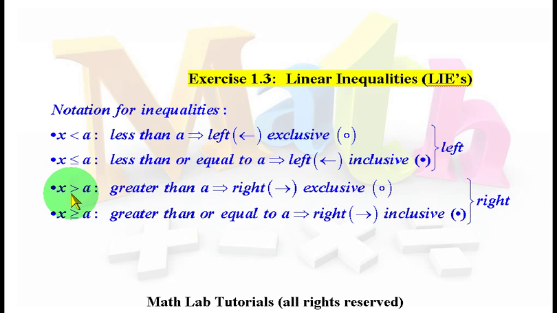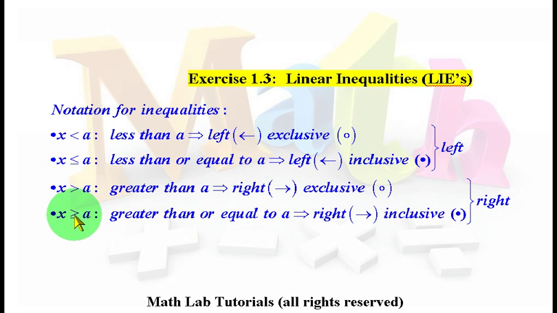Let's look at the right inequalities. X greater than a. You pronounce it x greater than a. And that's a right exclusive inequality. That means all numbers to the right of a are good, excluding a. Of course, exclusive means you have a hole on top of a on the number line. So right exclusive, you're moving to the right, excluding a.